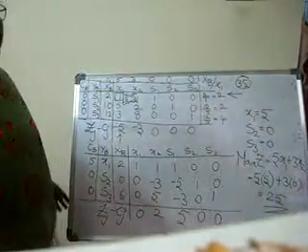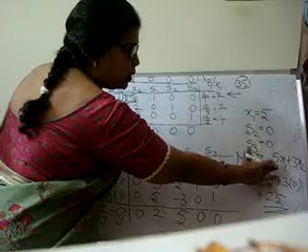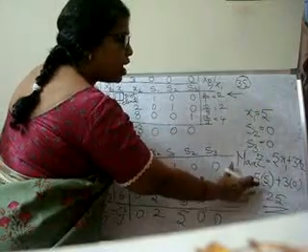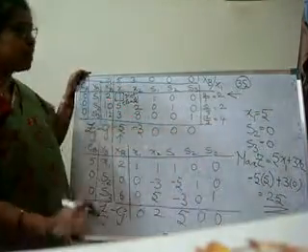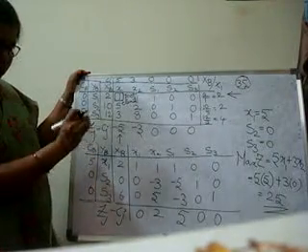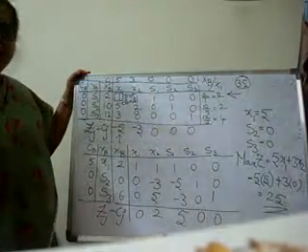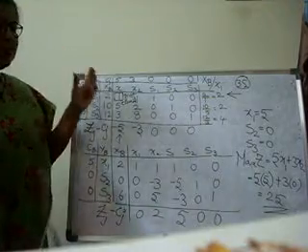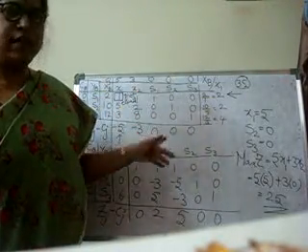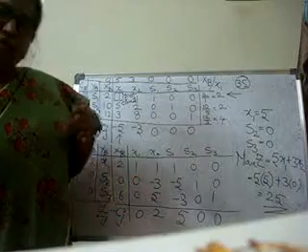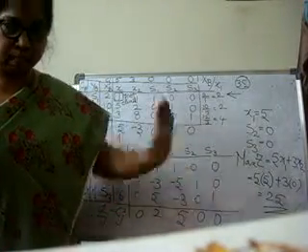You can maximize your profit by taking X1 to be 5 units, and your maximum profit Z would be 25. These are the steps. By following the Simplex method, we can solve a linear programming problem. I think all of you are clear. Thank you.